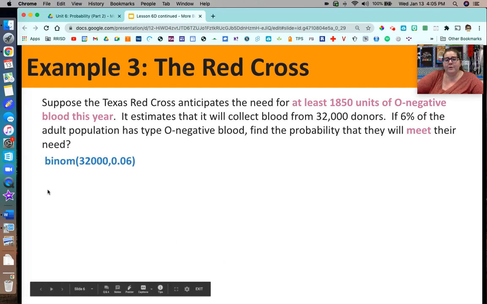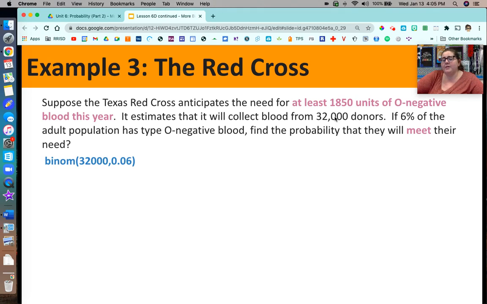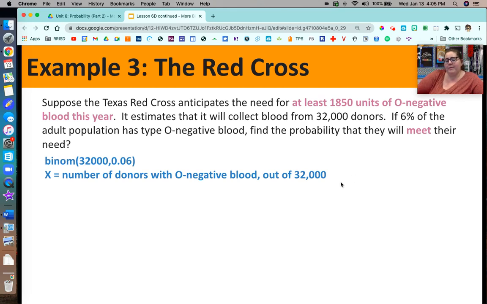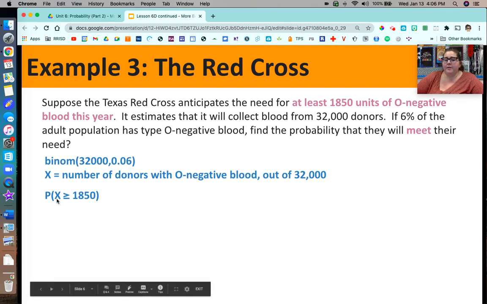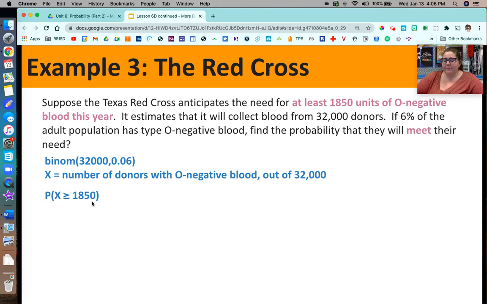So again, first thing to do would be to define it. This is binomial. We have a set number of trials, which is 32,000, and we're finding the probability that we get a specific number of those. So that's what makes it binomial. And then our probability of success is 0.06. So I would write that. Then I would write my x, or my variable. You can use a different letter if you want to. Number of donors with O negative blood out of 32,000. So I'm finding the probability that the number of donors with O negative blood is at least 1,850.